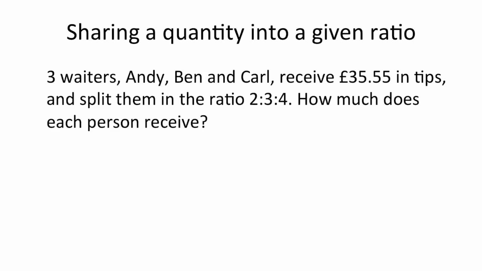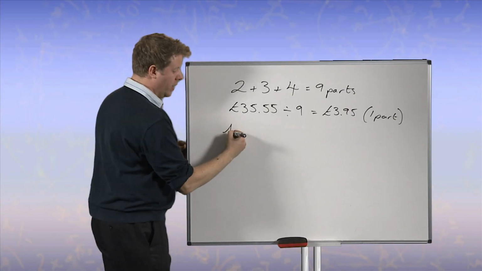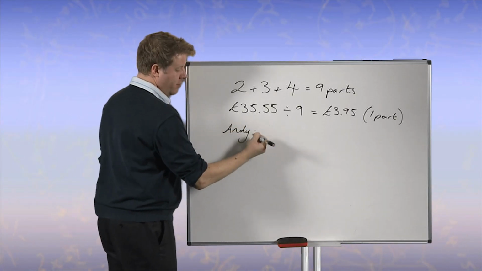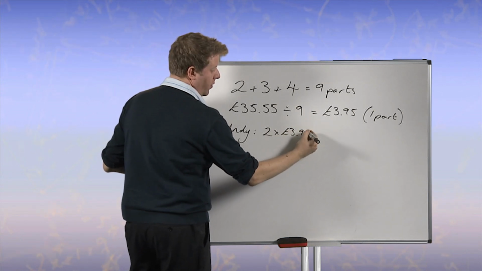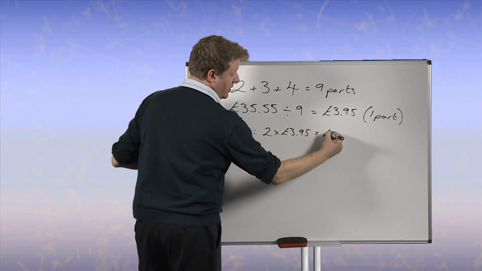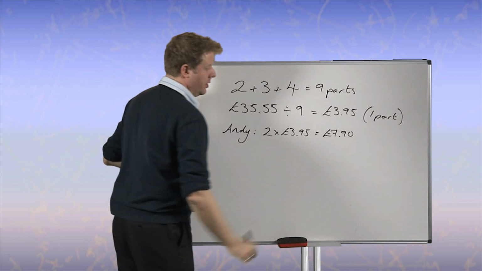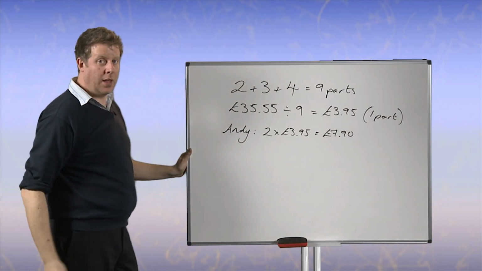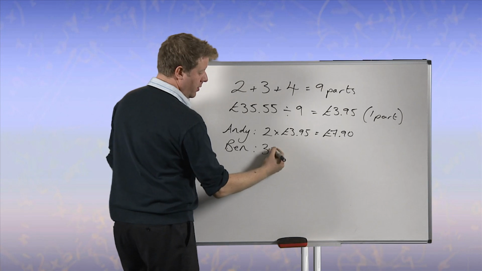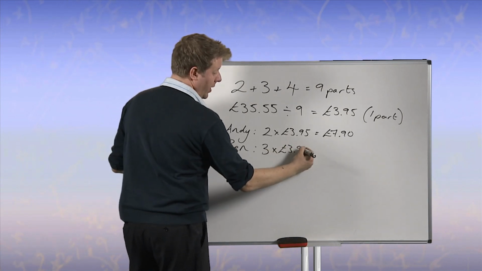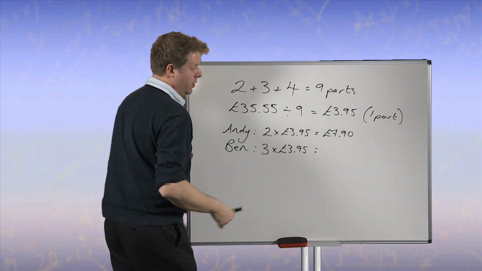Now, Andy represents two parts of that ratio. So to work out what Andy gets, well, he's going to get 2 lots of £3.95, which is £7.90. Ben, remember, well, he gets 3 parts, so he'll get 3 lots of £3.95, which is £11.85.